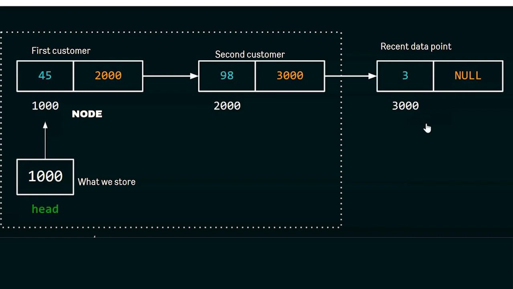Along with that data, we store another part called the link part, and that carries the address of the next data, or the next memory location we are going to assign to our next variable. Suppose 45 is our data and its address is 1000, and along with that 45 we store 2000, which is nothing but the address of the next data variable. We actually store only the address of the first customer, that is 1000.